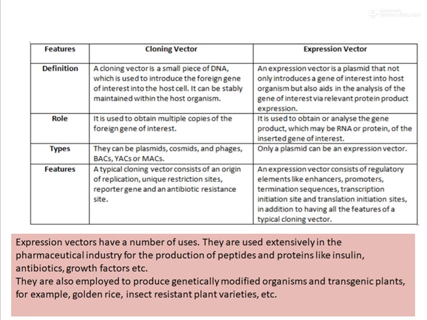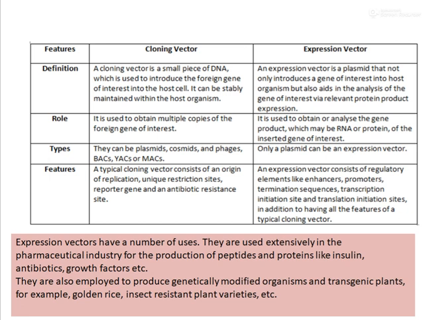A typical cloning vector usually consists of an origin of replication, unique restriction sites, reporter genes, and an antibiotic resistance site. And an expression vector usually consists of regulatory elements like enhancers, promoters, termination sequences, transcription initiation site, and translation initiation sites. So you can see different elements which will regulate the expression of the particular gene of interest in an expression vector.